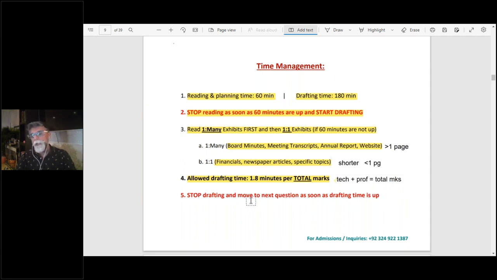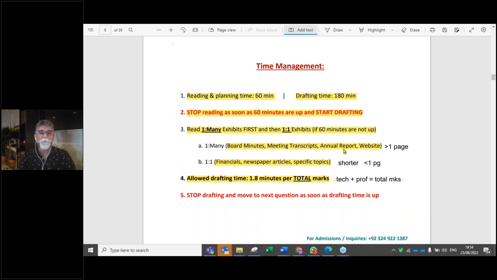Now, what to do if your drafting time is up? Like when we were doing yesterday's question, if we are supposed to do it in 18 minutes and you have not completed your answer and the 18 minutes are up, what do you have to do then? Tell me. Continue or move forward? Absolutely. If the allowed time for a particular question is up, you have to leave that answer incomplete and move on. Just complete whatever paragraph you are completing and move on.